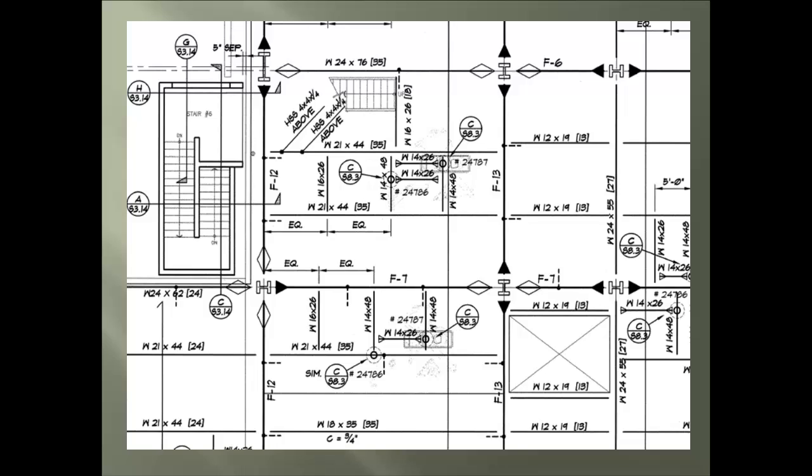Next is, how do we know it's a beam? Well, here is the call out for the beam. The W stands for wide flange, and the 24 stands for overall depth of the beam, with the 76 standing for the pound per linear foot of the beam. And the 35 stands for the count of headed stud required on the beam top flange.